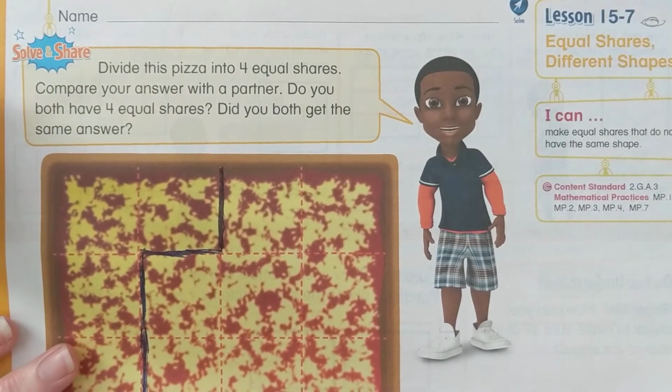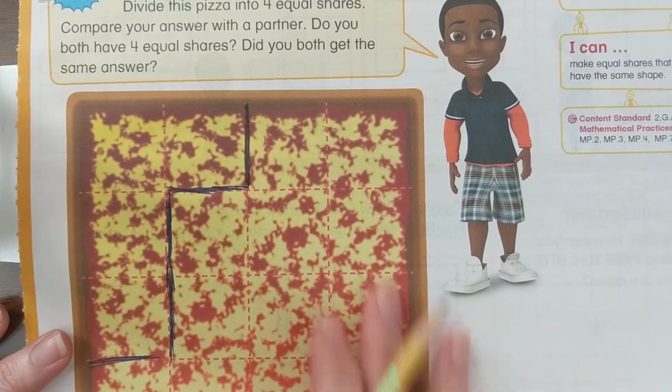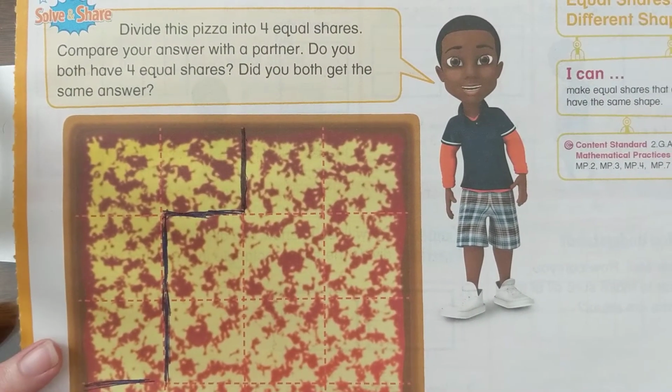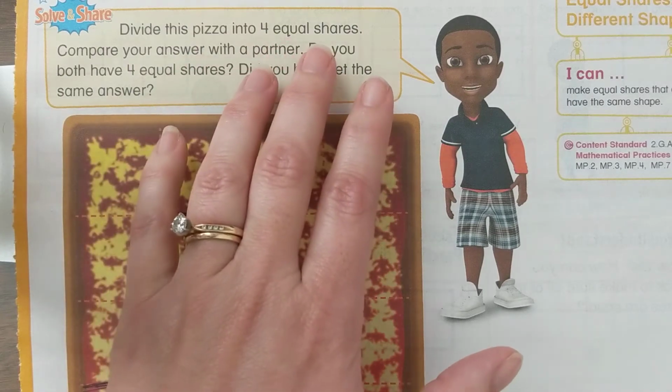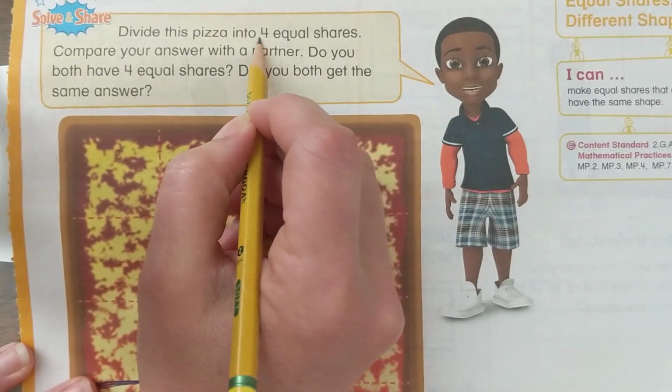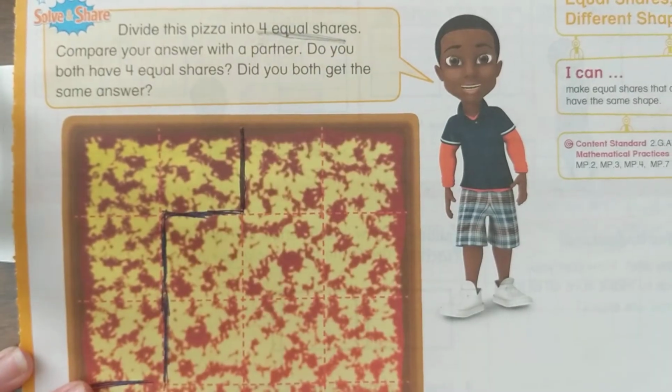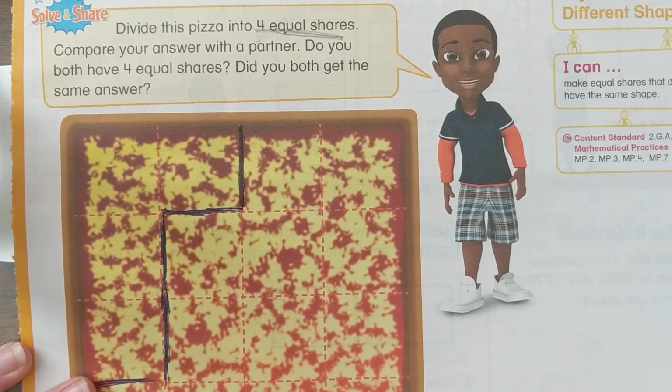So let's look at this pizza here. Or it's not a piece, it's a whole pizza, and we need to divide it into 4 equal shares. Okay, 4 equal shares. 4 people are going to share this pizza. Now we can do it in different ways. They don't have to have the same shape.